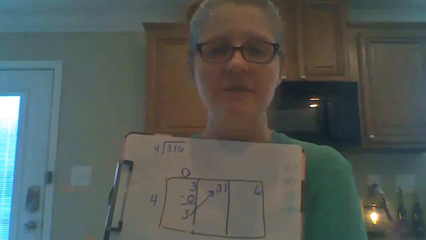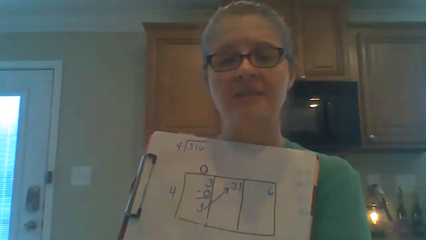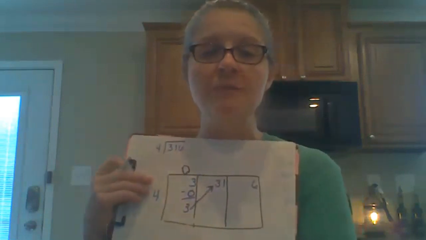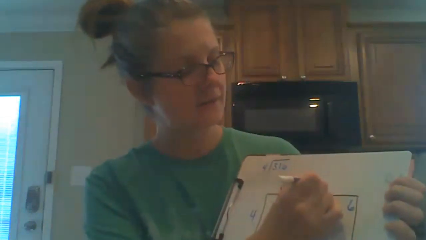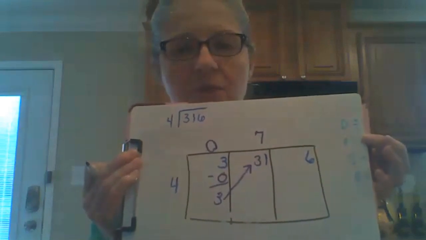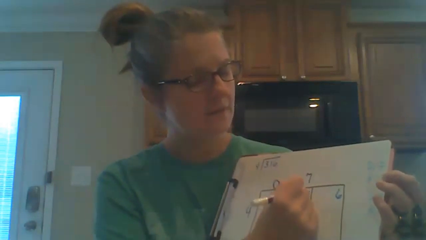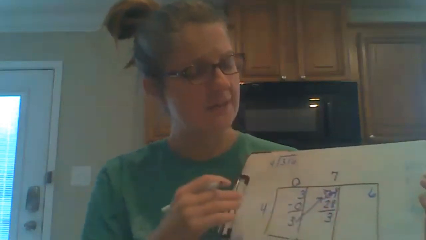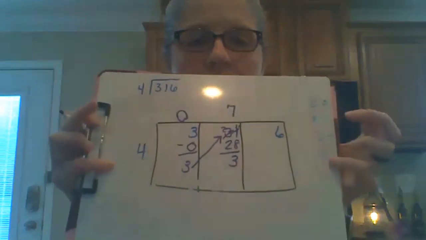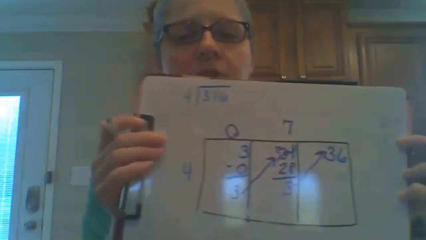So how many times does 4 go into 31? Well, I know that 4 times 7 is 28. 4 times 8 is 32. So 8 is too many. So it's going to go in 7 times. So I've divided. Then I'm going to multiply 7 times 4, 28. Subtract that. Leaves me 3. And then I am going to bring that 3 over. My new number is 36.